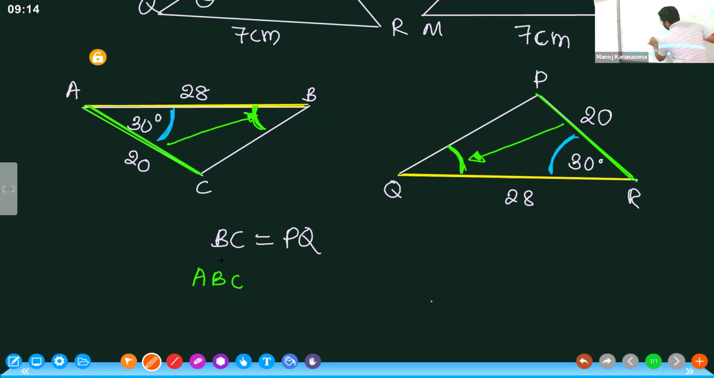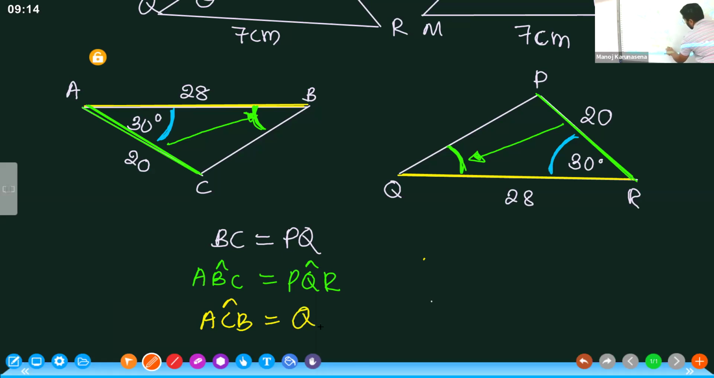Angle ABC is automatically equal to angle PQR. One angle remaining. What is that? Angle ACB equals angle QPR. These are getting automatically equal to one another because the two triangles are congruent.